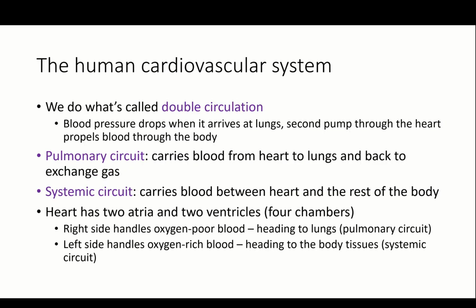In humans, we do what's called double circulation, which means that because we have two atria and two ventricles, there's going to be two separate circulatory paths. And so you will have a situation where your blood pressure will drop when it arrives at the lungs, and there will be a second pump through the heart that then helps to propel the blood through the body. So you have what's called the pulmonary circuit, which carries blood away from the heart to the lungs and then back to the heart in order to exchange gas with the external environment.